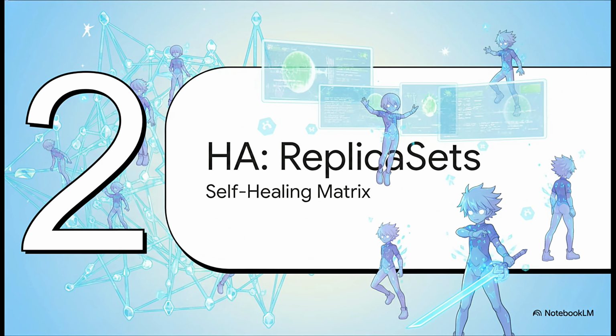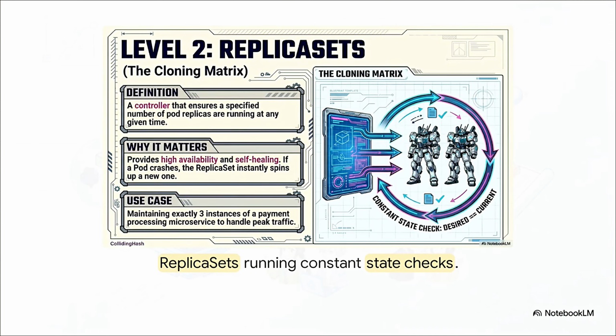Moving on to Section 2. High availability with replica sets, or as I like to call it, the self-healing cloning matrix. Okay, so the crucial problem we run into here is that single pods on their own are incredibly vulnerable. I mean, if a physical server node goes down, that pod is just destroyed. Enter Level 2, the replica set.